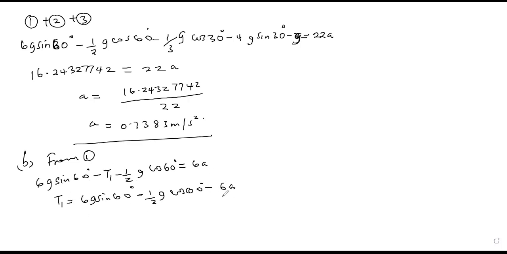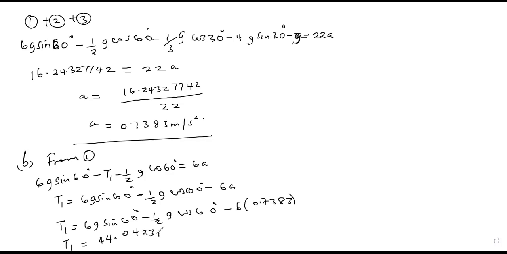If you substitute, I brought this T1 this side, then I brought 6A this side. So my T1 is going to be equal to 6G sine 60 minus a half G cos 60 minus 6 times 0.7383. We shall already substitute G with 9.8. So we're going to get your tension 1 as 44.0423 newtons.